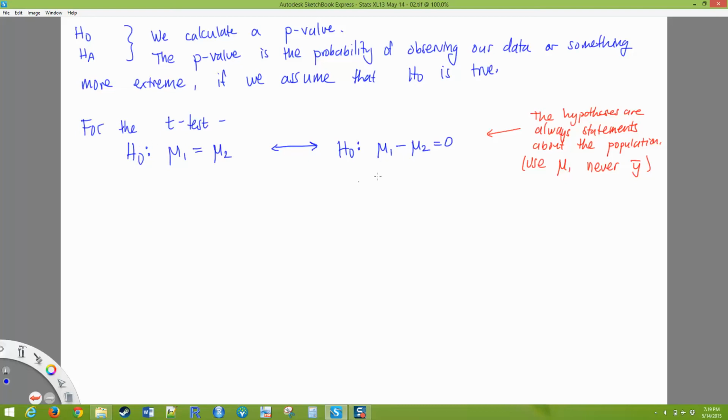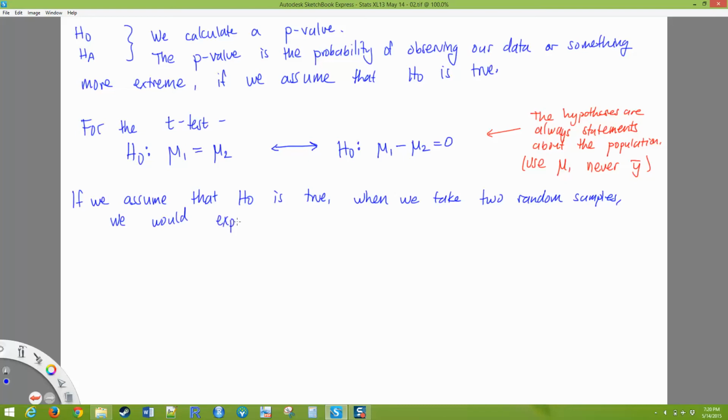So for the t-test, this is our null hypothesis, and if we assume that the null hypothesis is true, when we take two random samples, we would expect y bar 1 and y bar 2 to be close in value.